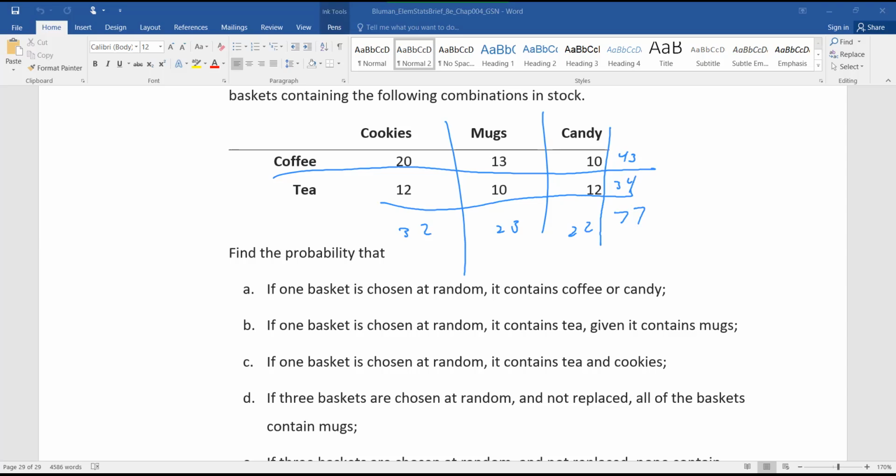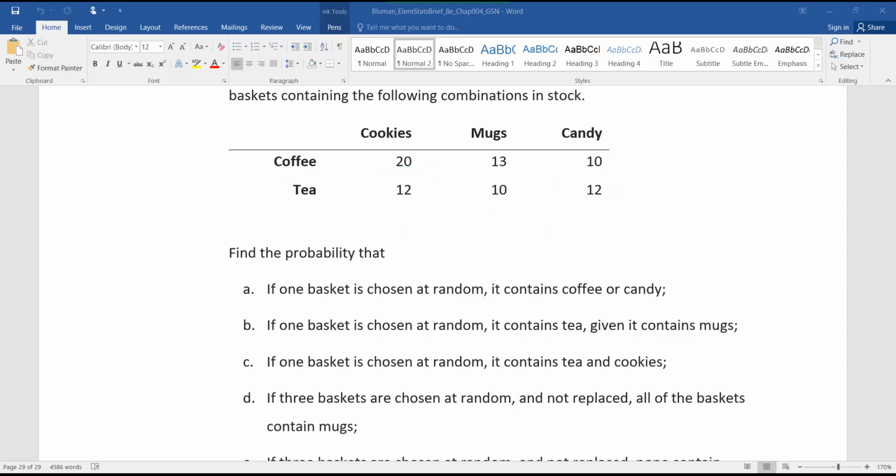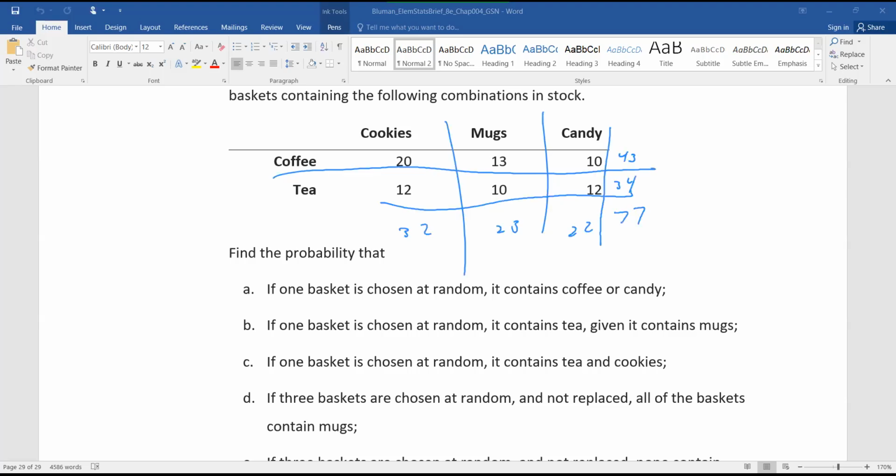Okay, I'm going to scroll back to the question. I guess it's right there. Hold on, I'll keep it here. All right, so again, we have 77 as our total. Or means to add. So we got 77 right there. So coffee, 43. There's 43 of them that have coffee. Candy is 22.